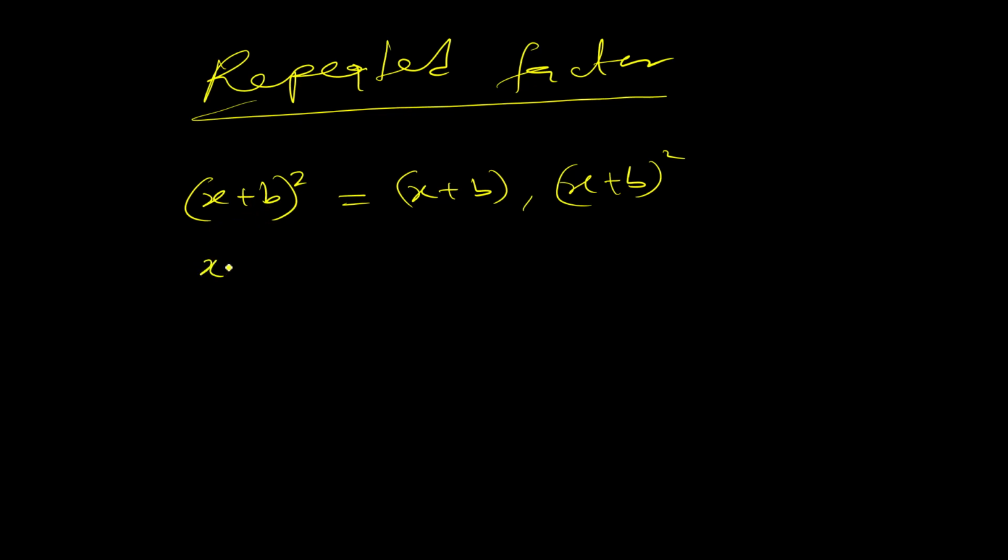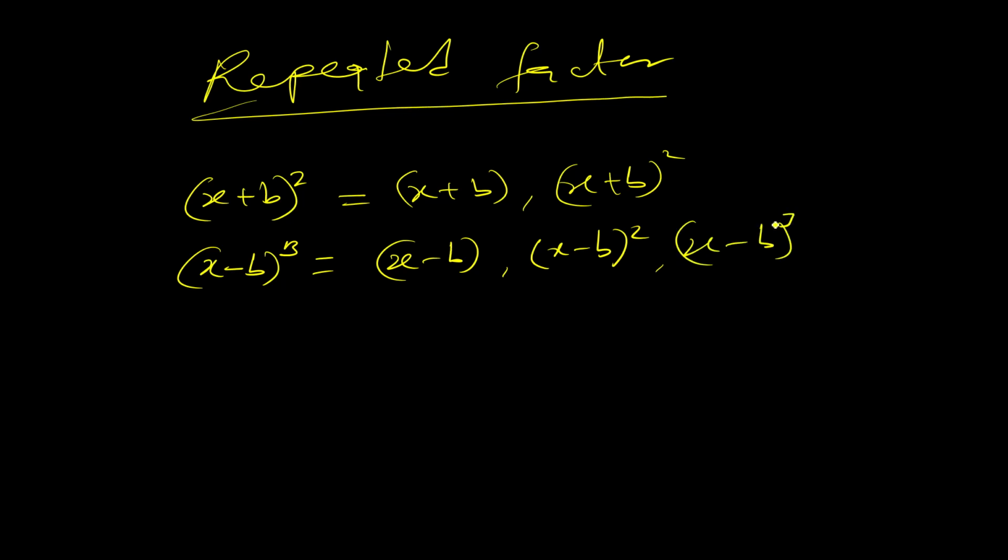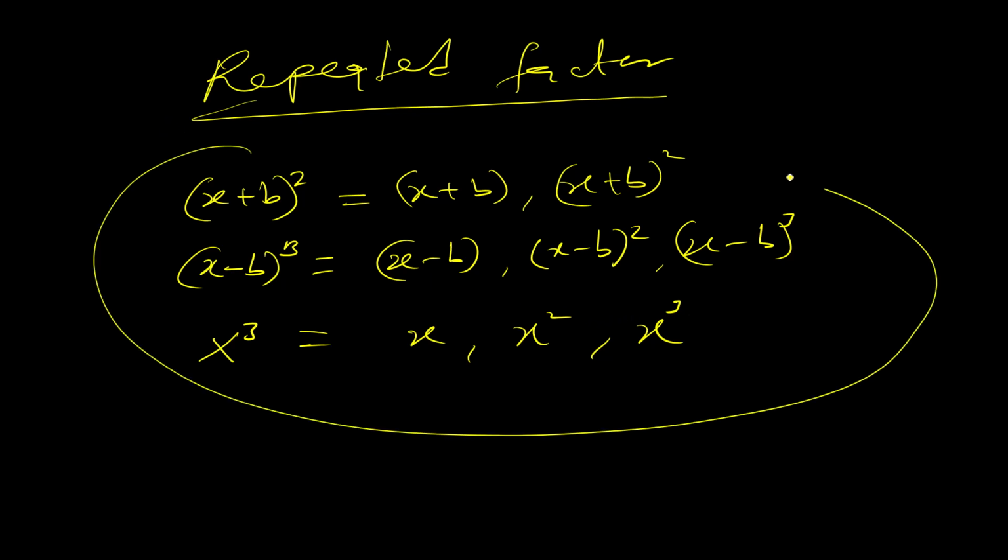In a similar way, (x minus b) to the power 3, this one will start from 1 up to 3. So to the power 1, x minus b, squared, then x minus b cubed. So what about x cubed? We have x squared, then x cubed. So we call these repeated factors.